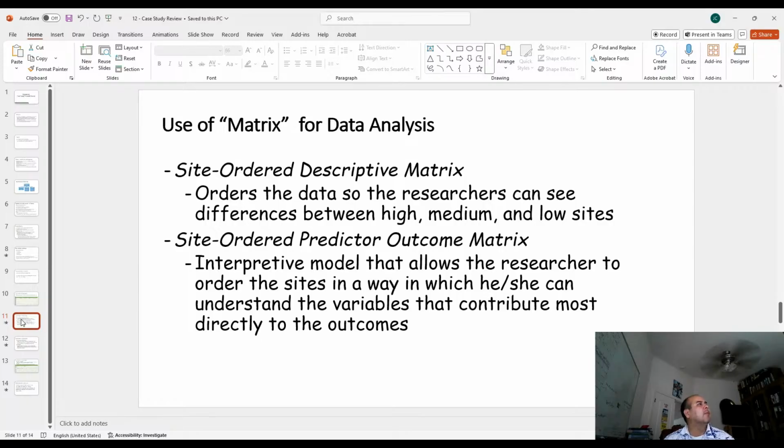Okay. Then you have the site-ordered predictor outcome matrix, which is really an interpretive model that allows the researcher to order the sites in a way in which he or she can understand the variables that contribute the most directly to the outcomes. So you may have to continually reorder them. If we're going to go with that principal and say we didn't have 5 principals, but we had 10, right?